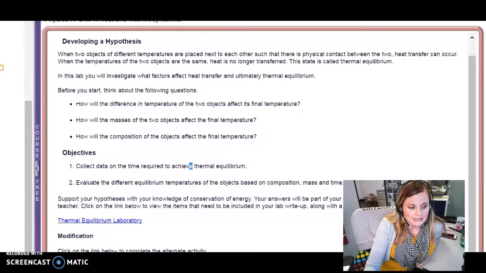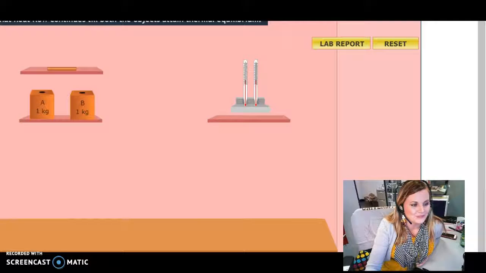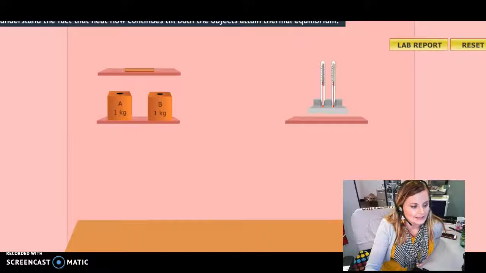Once you've done that, then it's going to take you to that thermal equilibrium lab again. And that's, again, the wrong one. I'm getting in. There we go. Too many screens up at once again.